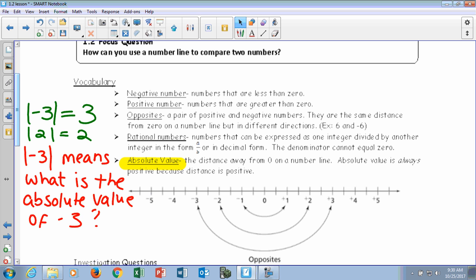-2 and -8. If you look on the number line, here's -2. There's -8. So how many units is -8 from 0?